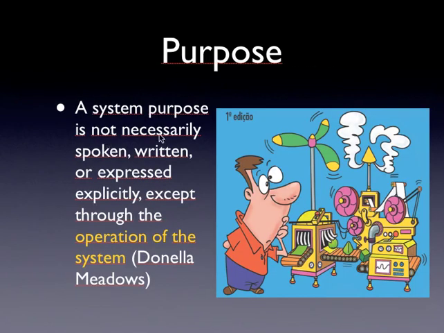A system purpose is not necessarily explicit. Let's quote Donella: a system's purpose is not necessarily spoken, written, or expressed explicitly, except through the operation of the system. Remember the prohibition case study. The mobsters will not declare or write their criminal purpose, but the government of the USA could probably understand it by their behavior.